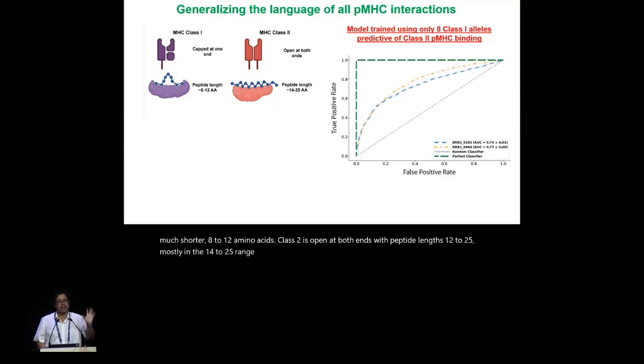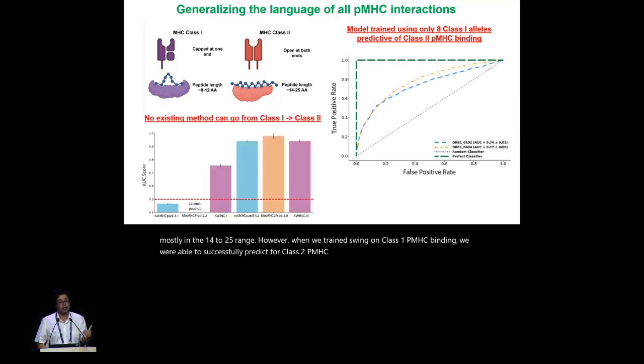However, when we trained SWING on class 1 PMHC binding, we were able to successfully predict for class 2 PMHC binding. So to recap, we do as well as state-of-the-art methods for class 2 PMHC binding, but we can generalize learning only from class 1 to class 2. So this was very interesting.